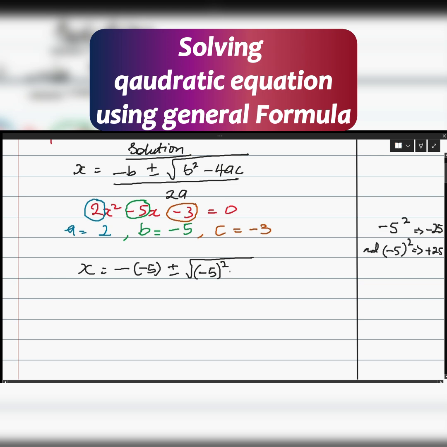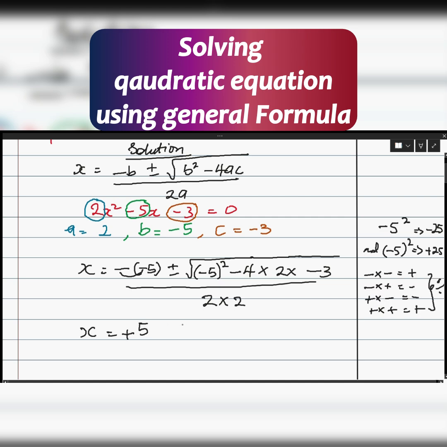Let's continue. Then we now have minus 4 times, what is a? A is 2, times 2, times, what is c? C is minus 3. Then all over 2 times, what is a? A is 2. Therefore we have minus times minus, and our minus times minus gives us plus. Then I put 5. Then plus or minus the square root of minus 5 square, which is 25.